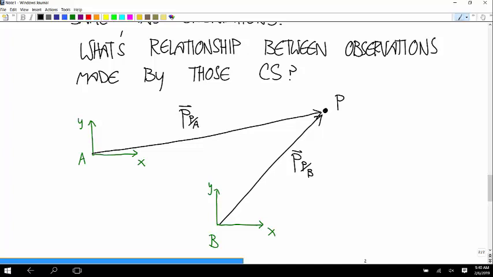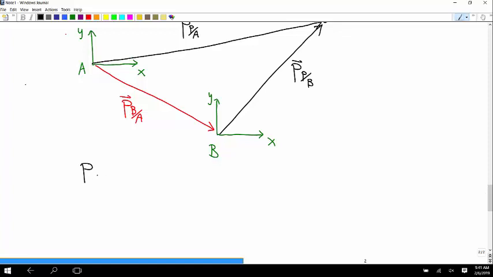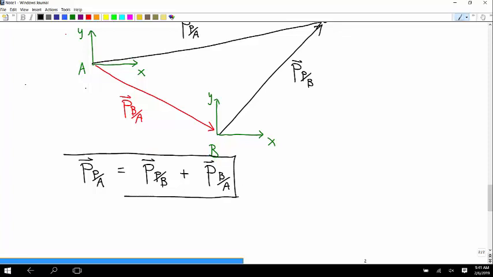And the relationship between them, notice that by vector addition, this position of P relative to A is equal to the position of P relative to B plus this vector. And what would we call this? Position of B, yep, with respect to A, relative to A. And so the relationship between these measurements is the position of P relative to A is equal to the position of P relative to B plus the position of B relative to A. You can see it really clearly as that vector addition.